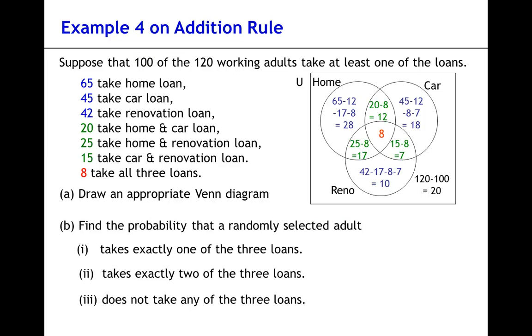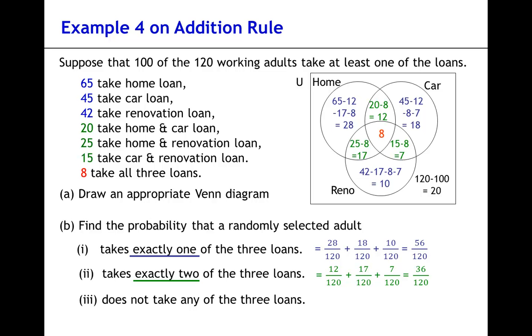Next, part B. To get the probability of adults that take exactly one loan, well, that's these three regions without any intersecting area. Add them up to get the answer as 56 over 120. To get the probability of adults that take exactly two loans, well, that's these three regions where two loans intersect, but not all three. Add them up to get the answer as 36 over 120.